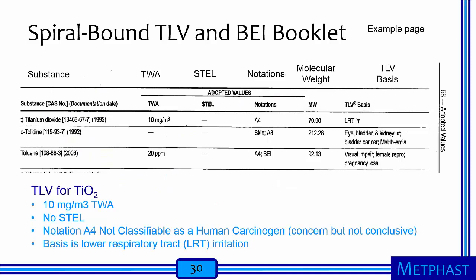Here I show a page from the spiral-bound TLV and BEI booklet. Here we can see that for titanium dioxide, the TWA threshold limit value is 10 milligrams per meter cubed. There is no short-term exposure limit. The notation of A4 means not classifiable as a human carcinogen, interpreted as there is a concern, but epi and tox data are not conclusive. The last column shows us the basis for this TLV is lower respiratory tract irritation, LRT irritation.